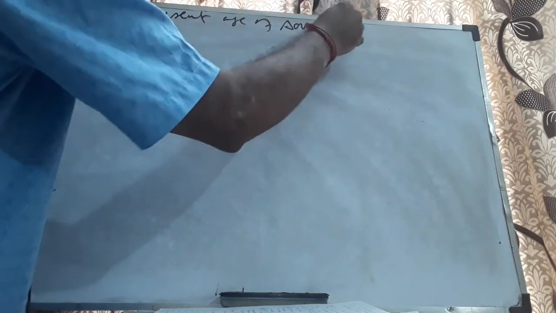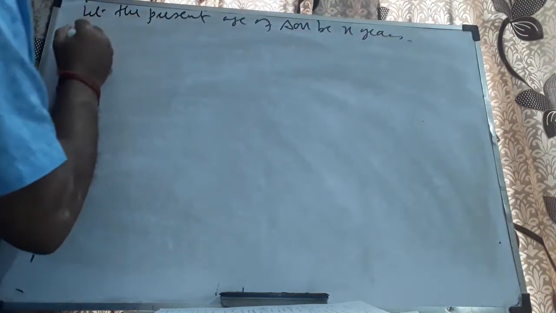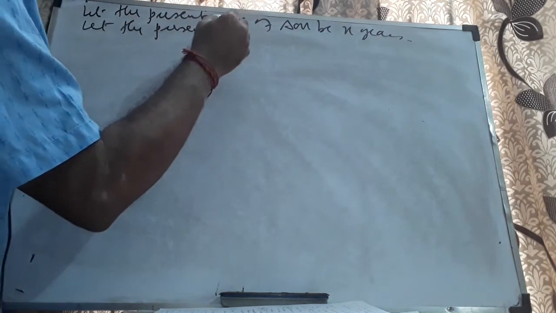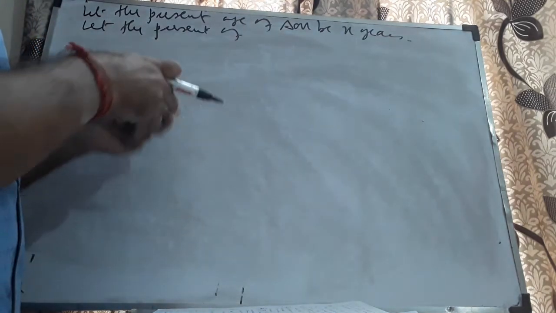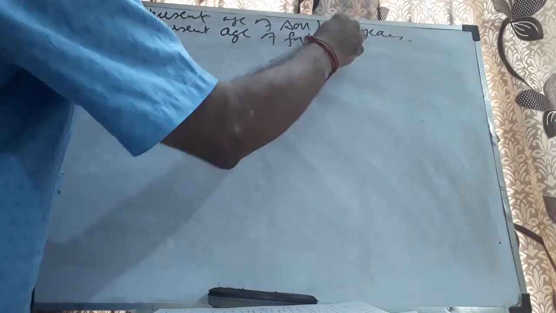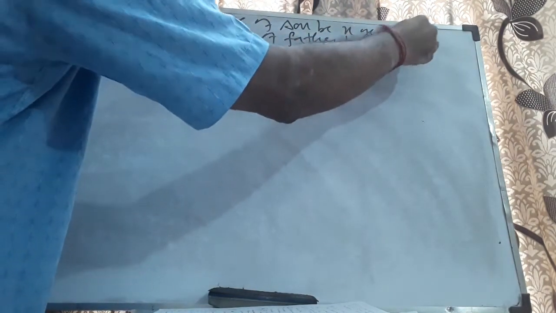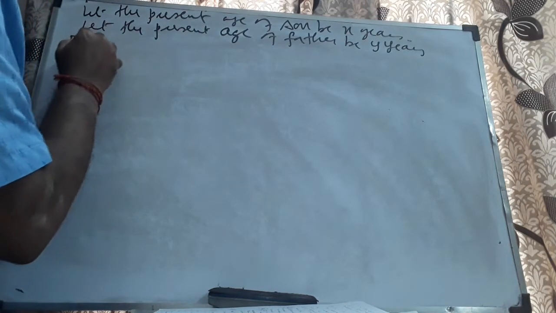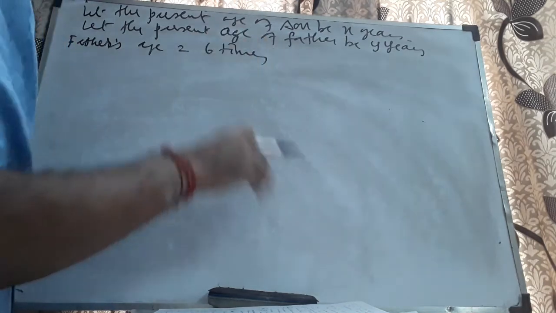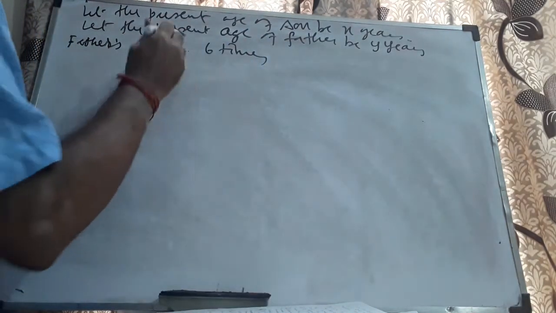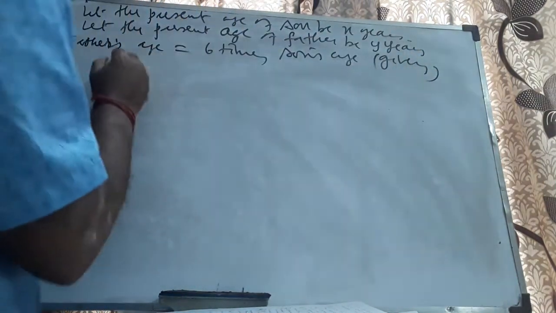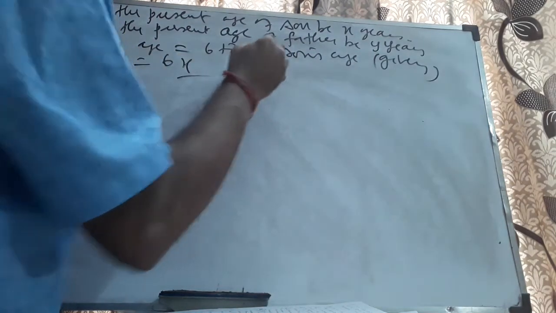Let the present age of son be x years. Let the present age of father or man, both are same, be y years. Father's age is equal to 6 times son's age. This is given. So I write y is equal to 6x, equation 1.